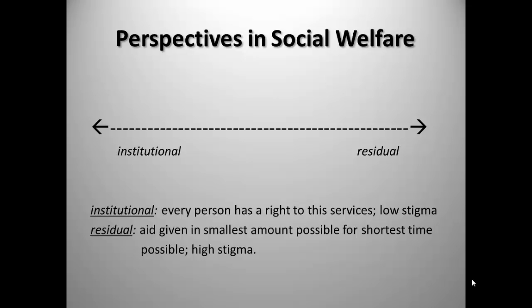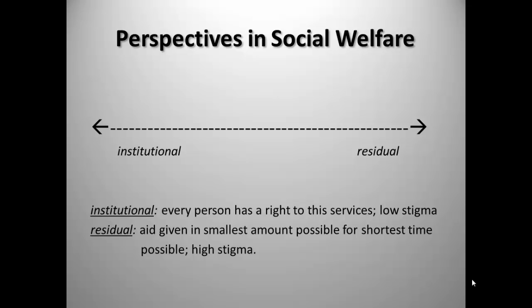In addition, Day-Schiele talk about two different perspectives in social welfare, one being the institutional, the other being the residual perspective. The institutional perspective indicates that every person has a right to services, and there's little or no stigma at that end, so that whatever your need is, you have a right to get those services to fill that need, and you should not be ashamed of seeking help. The residual end of that continuum, so to speak, is that aid that is given in the smallest amount possible for the shortest amount of time conceivable. There's very high stigma, so that individuals, again, there's a lot of shame associated with seeking services at this end. It's very hard to get these services, and you don't get to keep them for very long once you get them. So that's the residual end.